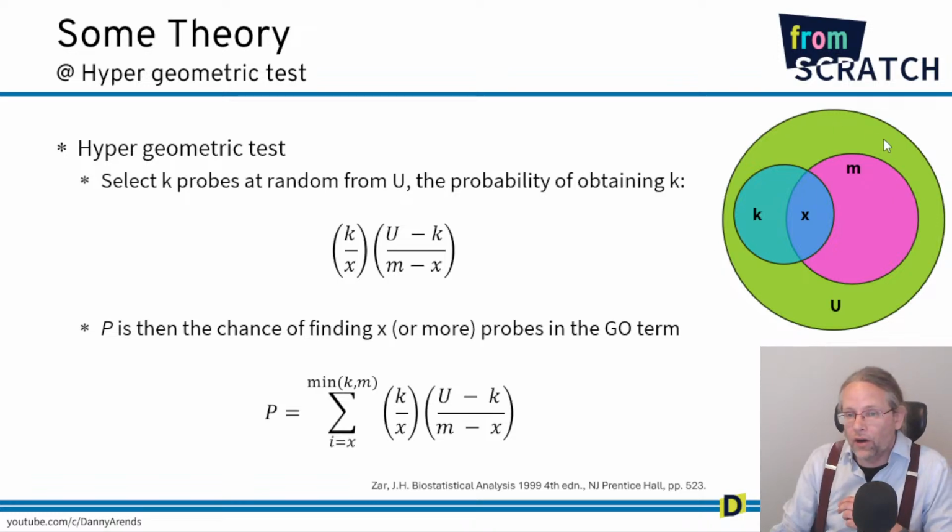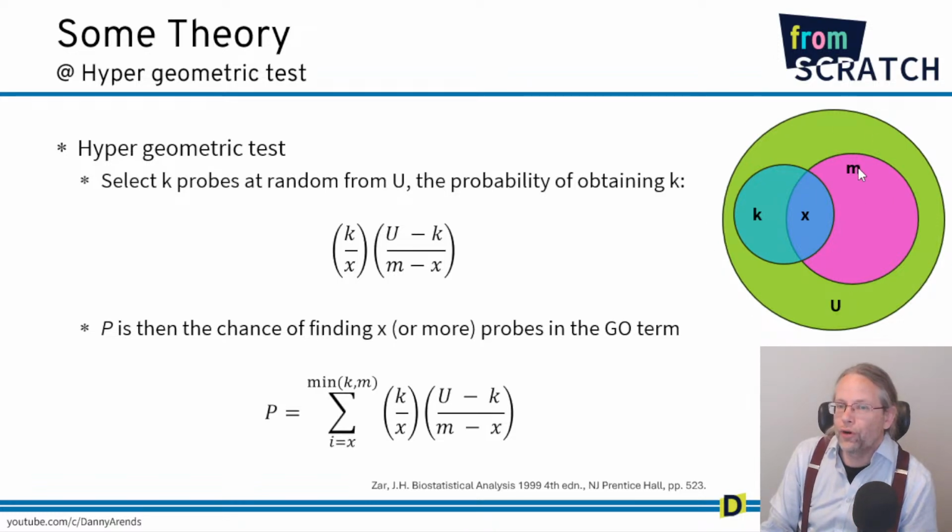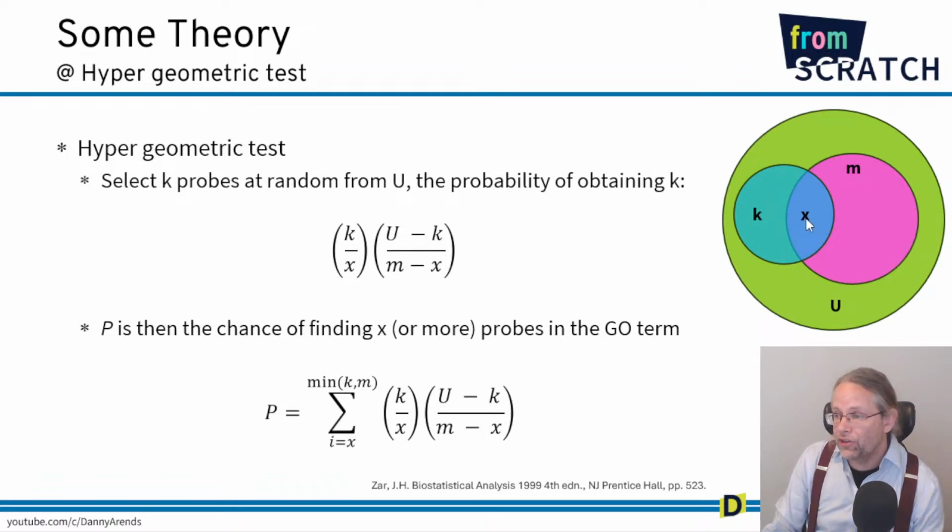Again, we have our figure here with all of the probes with a certain GO term, all of the probes which are differentially expressed, and then all of the probes which are differentially expressed and also have our GO term. So now the question is, if I select K probes at random from U, what is the probability of obtaining X? This is wrong. This needs to be X. I'm very, very sorry. Slides, sometimes K and X, you turn them around. So when you select K probes at random from U, the probability of obtaining X is K divided by X multiplied with U minus K divided by M minus X. That is just a kind of standard binomial distribution.